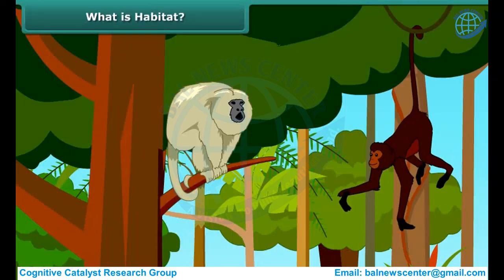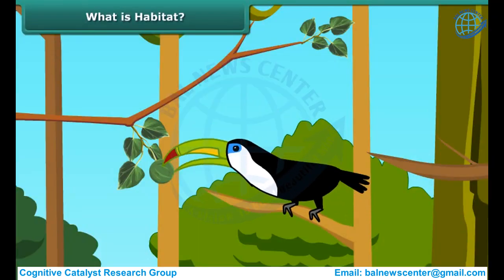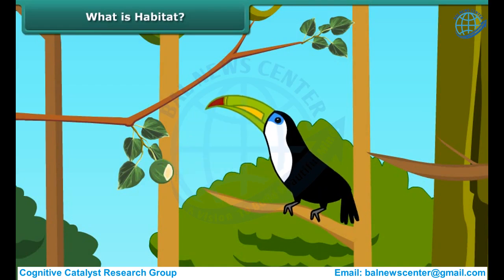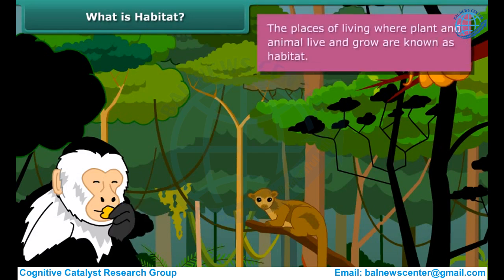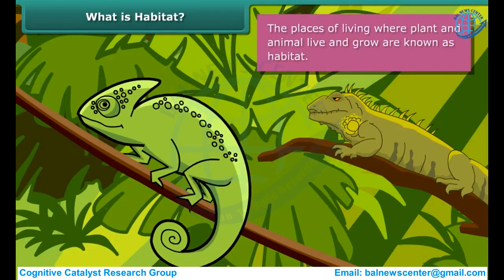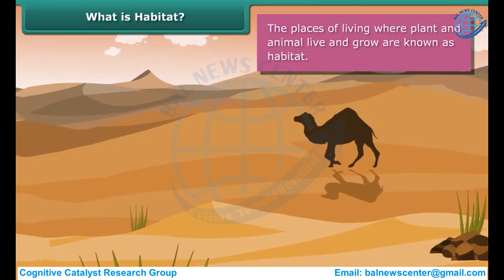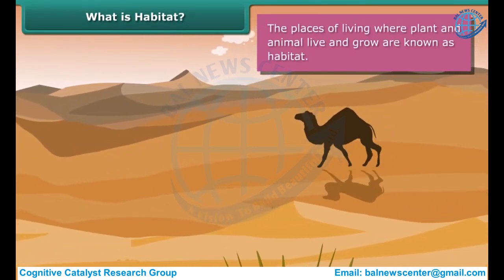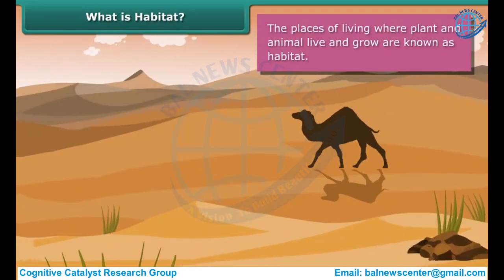We all know that every organism requires some place where its basic necessities like food, water, and shelter are met. This place of living where plants and animals live and grow is known as habitat. All living organisms should adapt themselves to their habitat to thrive and survive in the surroundings.